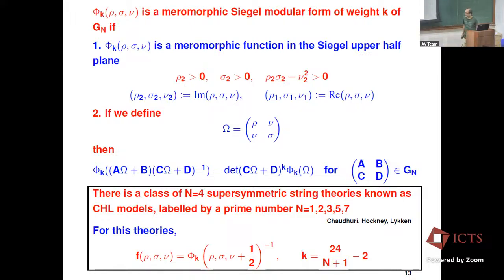Now notice that I have not said so far what exactly phi k is. This gives a general definition of a Siegel modular form, but which particular Siegel modular form appears in the generating function? I'm going to give this in a special case in the next slide, but for all cases, this is known. Are there questions?